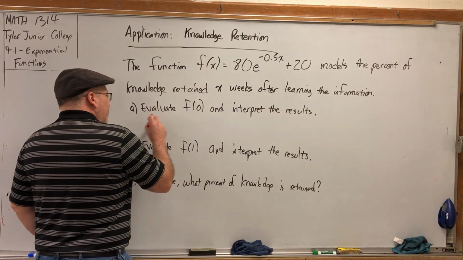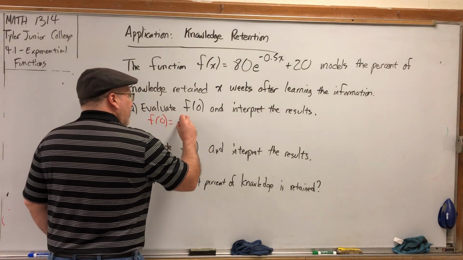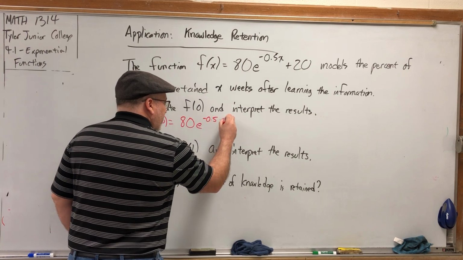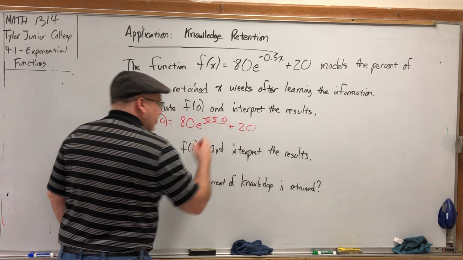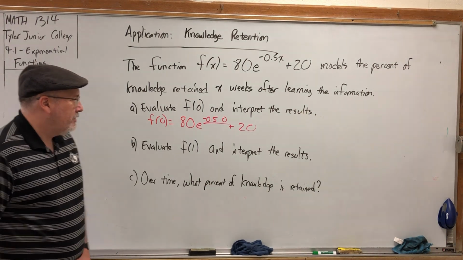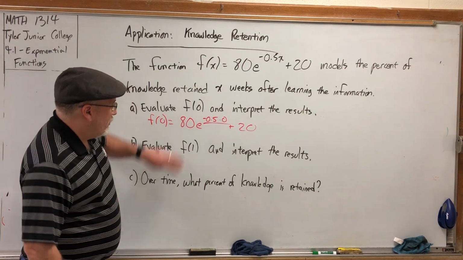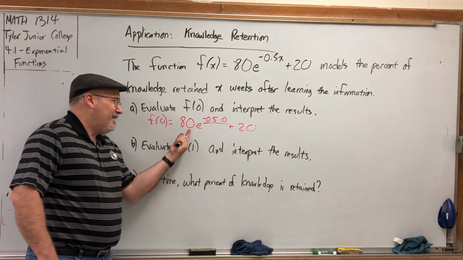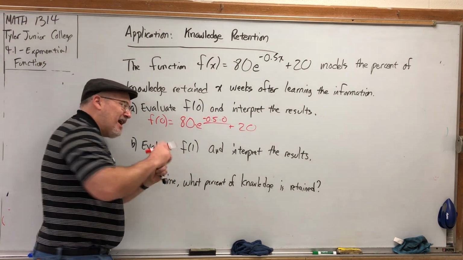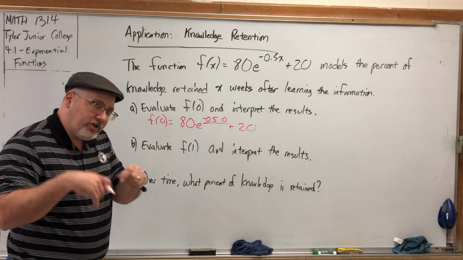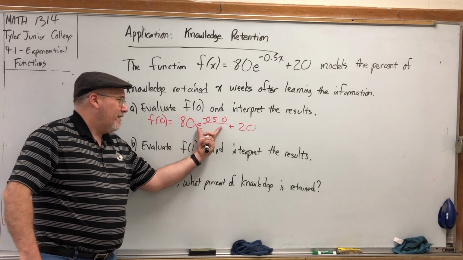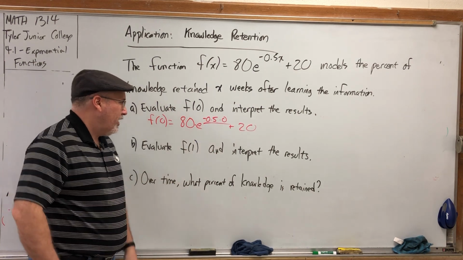F of 0 is easy to evaluate in this case because putting 0 in for the x gives us an exponent of 0. Negative 0.5 times 0 is 0. Well, e to the 0 power is 1. Now be careful. This 80 being multiplied occurs after the exponent is done because of the order of operations. Evaluate the exponent, evaluate e to that power, and then multiply.